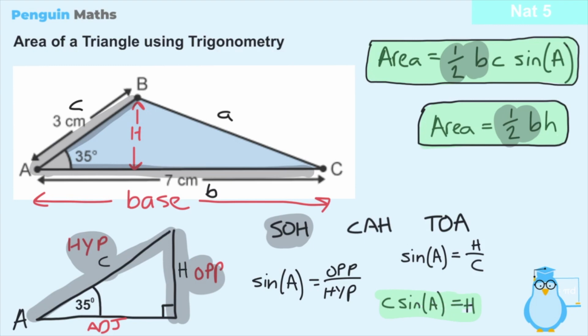And then that proves that both of these equations are the same, because what we were left with was H right here, and then C multiplied by the sine of A on this side, and if both of them are equal, that tells us that both of these equations for calculating the area of the triangle are both equal.